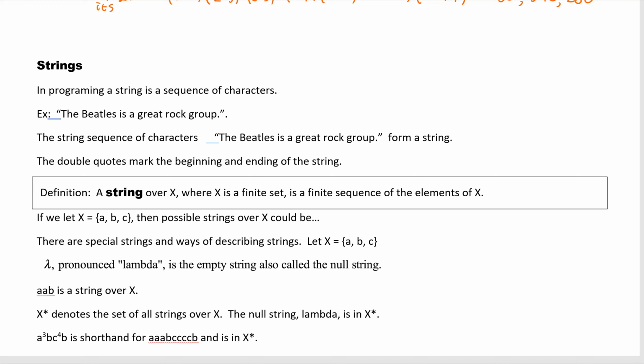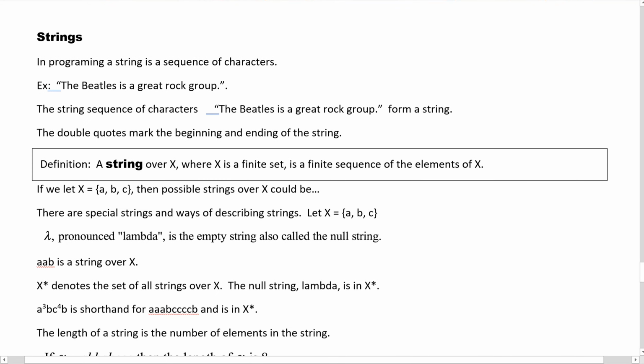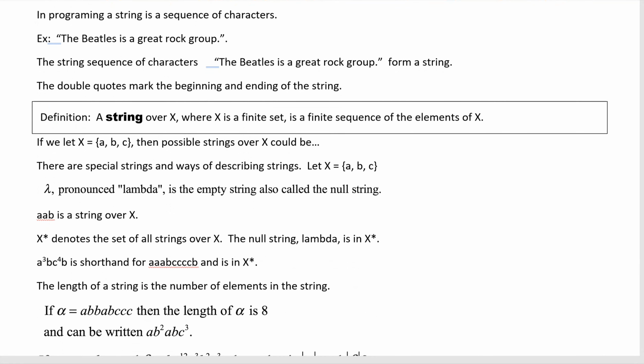Definition: a string over X, where X is a finite set, is a finite sequence of the elements of X. So a string can be anything. It's not restricted; it could be numbers, letters, words, anything. It really just depends on what the set X is that you defined. Next, if we let X be {a, b, c}, then possible strings over X could be what?